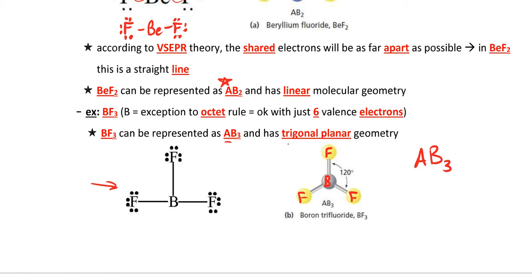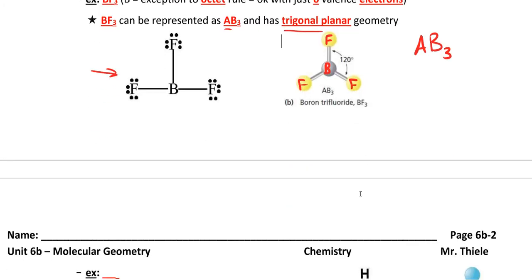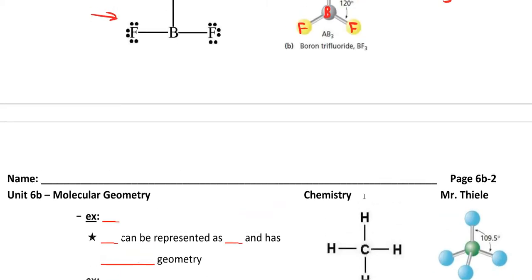Now AB3 has a particular geometry called trigonal planar. Basically, it's all on one plane, and it sort of has a triangular shape to it. We're going to look at some models in class to help with this. All right, so now moving on, another example.